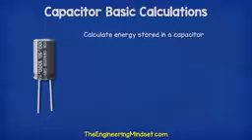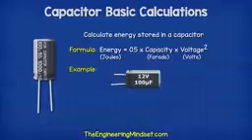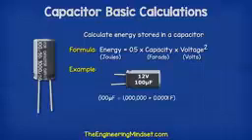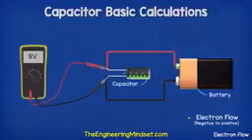We can calculate the energy stored in a capacitor using the formula 0.5 multiplied by the capacity in farads multiplied by the voltage squared. So if this 100 microfarad capacitor was charged to 12 volts, we convert the microfarads to farads and then drop these numbers into the formula to see it is storing 0.0072 joules of energy.